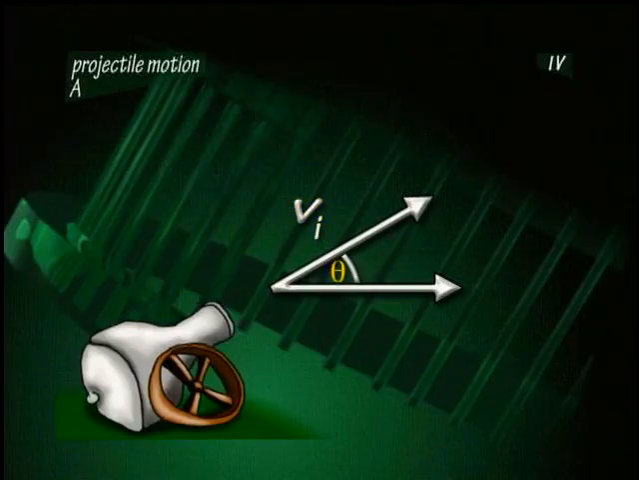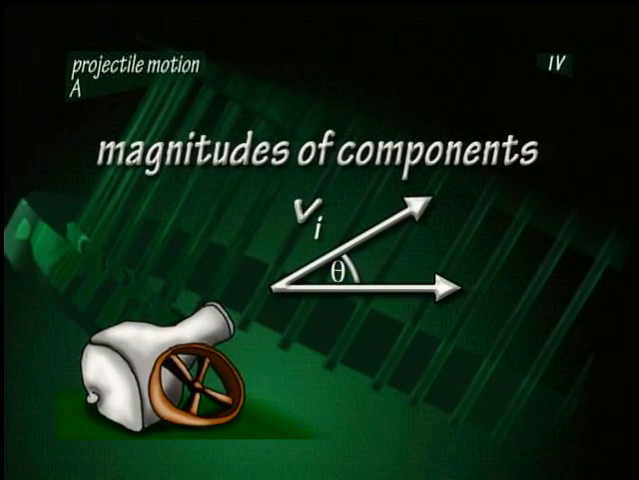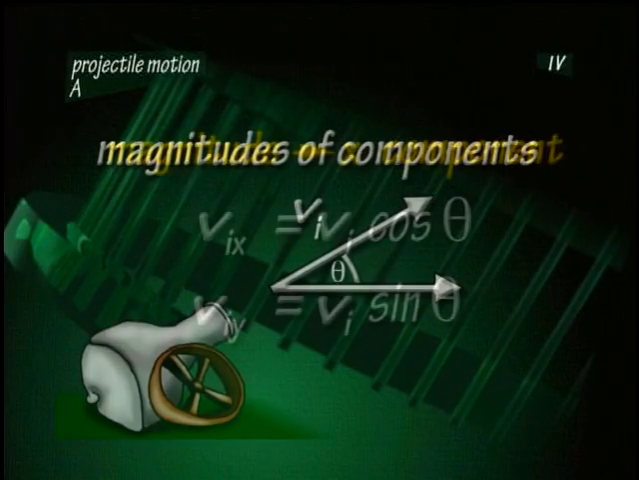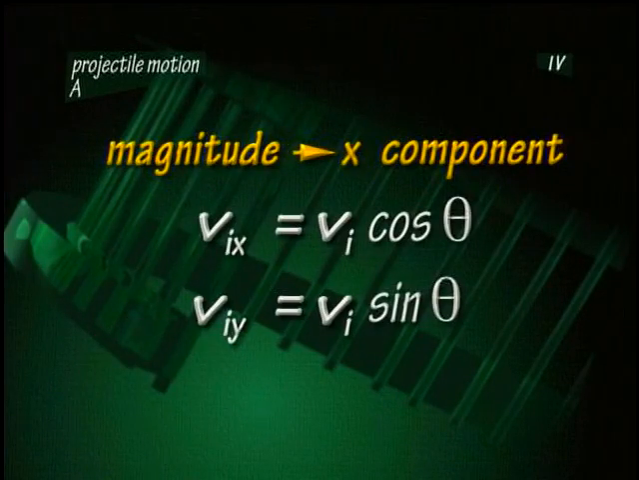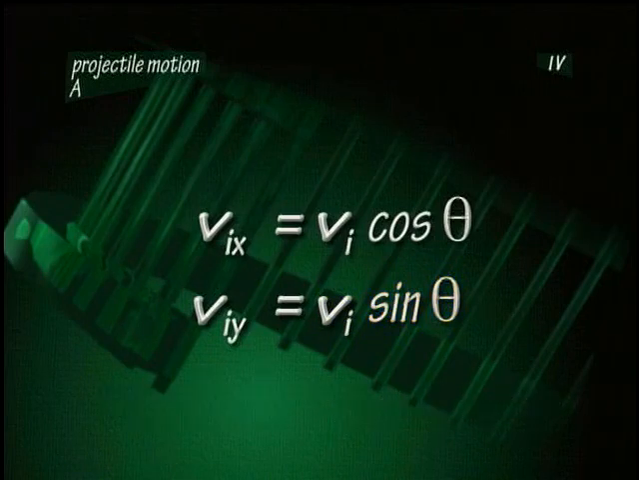Remember that velocity is a vector, so it has x and y components. And remember how we found the magnitudes of the components? Well, the magnitude of the x component of a projected object is found using the formula v sub ix equals v initial times the cosine of theta. And the magnitude of the y component is found using the formula v sub iy equals the initial velocity times the sine of theta.